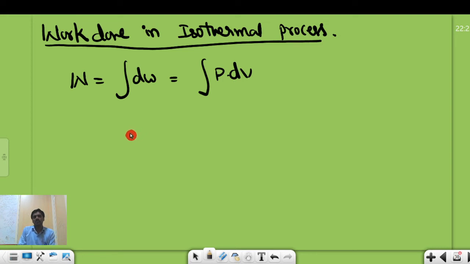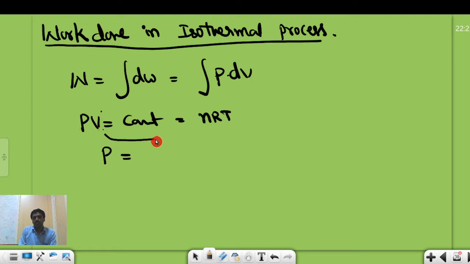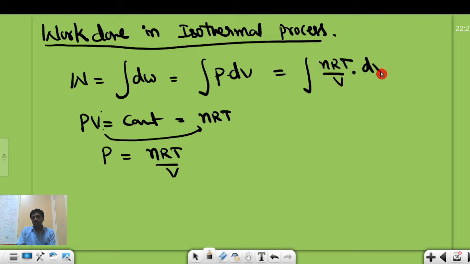This formula is known. But the problem in our case is that PV is equal to some constant, and that constant is equal to nRT. So P and V are both available, and we need to convert the P value in terms of V. With the help of these two relations, P is equal to nRT divided by V. Now substituting in the above equation, integral of nRT divided by V into dV.